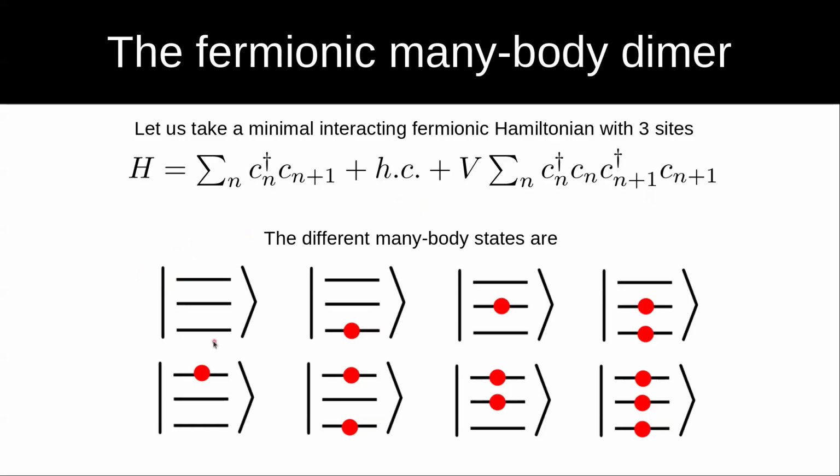So we have the element that has no electrons, elements that have 1 electron in one of the 3 levels, like this one, and that one. We also have states that have 2 electrons in different levels, like this one over here, this one over here, and this one over here. And finally, we have a state that has all the electrons filled, which is this one that appears over here. So if we have 3 different levels, we will have 8 states that form the basis of our many-body Hilbert space.